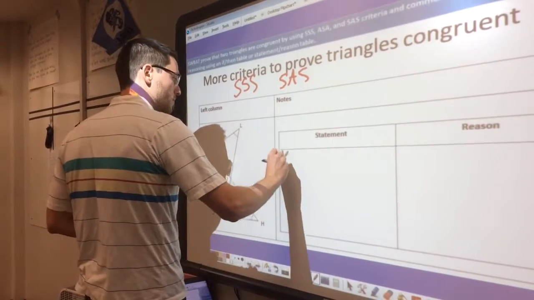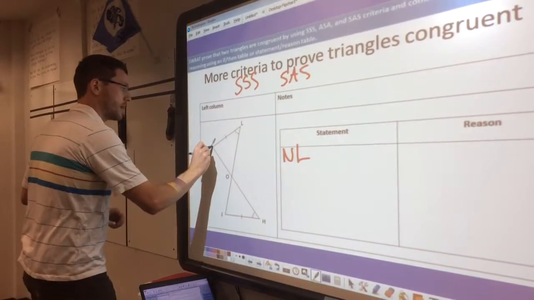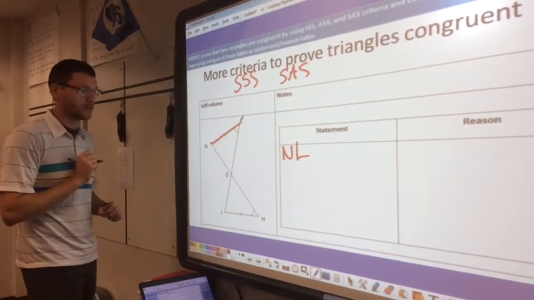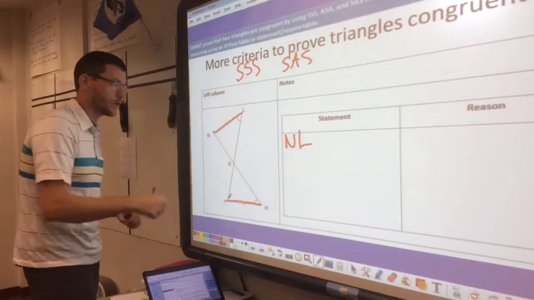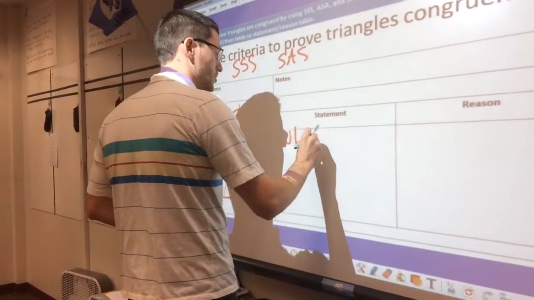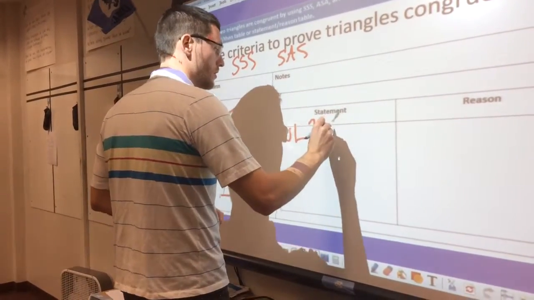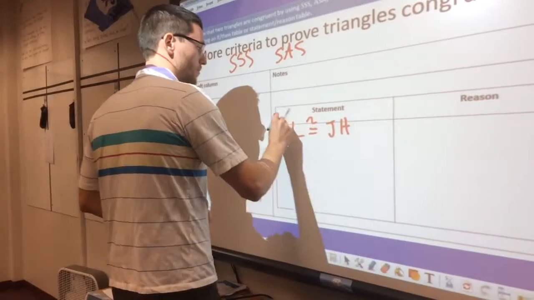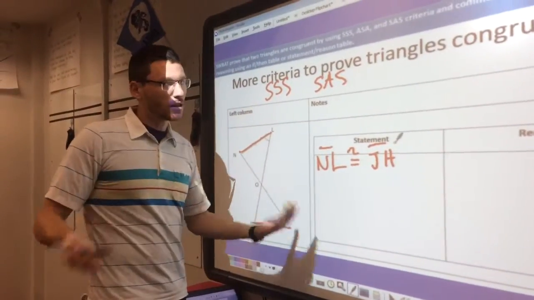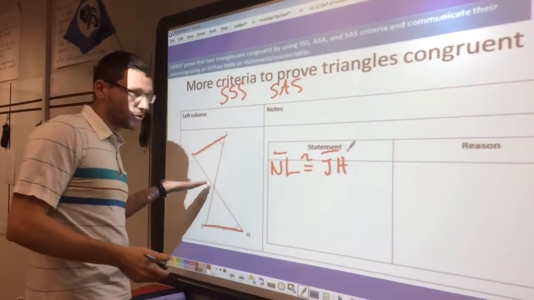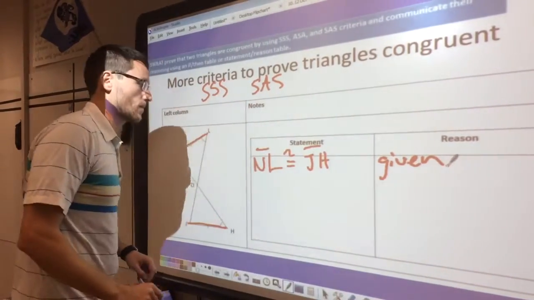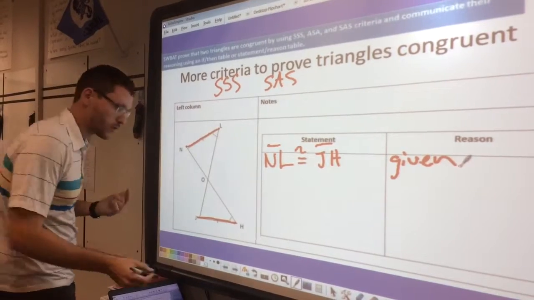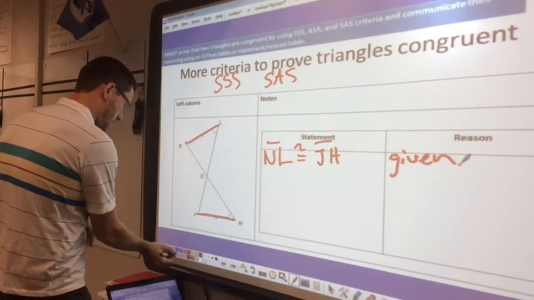We know that NL, this side right here, has 1 check mark. Okay, the other side with 1 check mark or tick mark is this one down here, which is JH. So we're going to say that NL is congruent to JH. Okay, and same thing as before, right? The problem gave those to us, so we're just going to say that they were given. Okay, so there's our first piece of evidence.